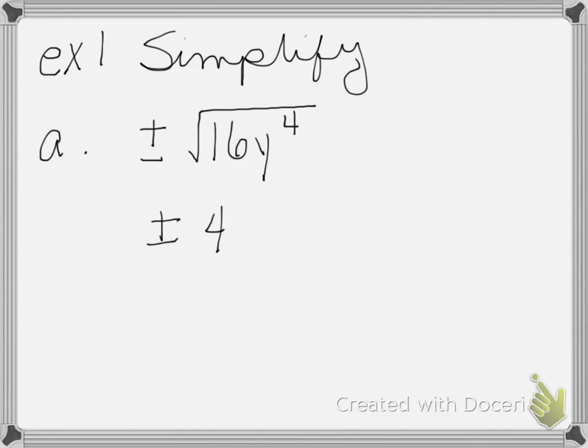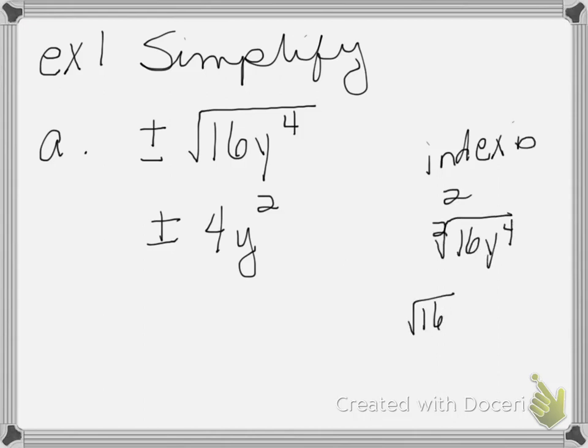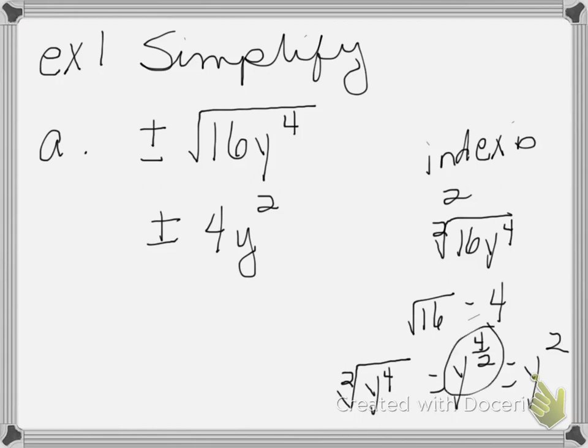The square root of 16 is 4. The square root of y to the fourth. What you're basically doing is dividing the exponent by the root. So the square root of y to the fourth is y to the 4 divided by 2. We do that in our head, and we get y squared.